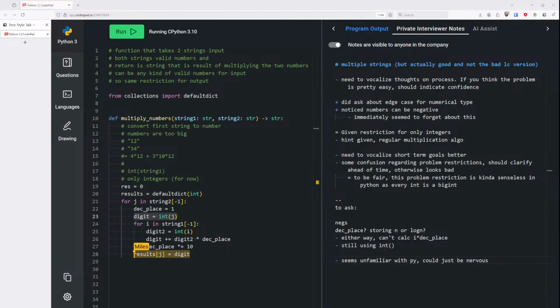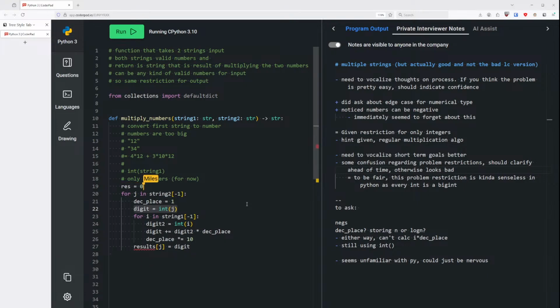But why don't I just do that? Wait, you mentioned we needed to store each of the results. Why did you mention that? I mean, you don't need to store necessarily each of the results, but you do need to have the result somewhere. Okay. You decide where you want to put it.